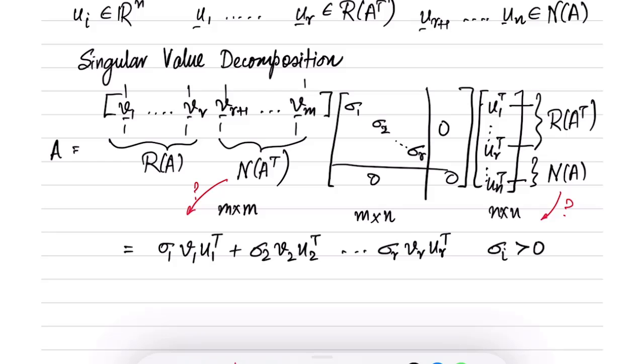And if you calculate this, you can calculate it in such a way that you don't need to evaluate these parts, the null space of A transpose and the null space of A. So you can just directly calculate sigma 1 V1 U1 to sigma R VR UR, and that is sufficient. And if you want to calculate it fully, then that is also possible. MATLAB, for example, allows both forms.